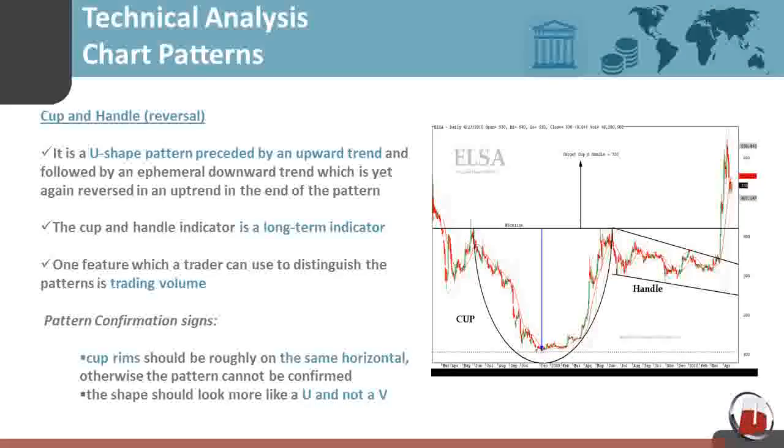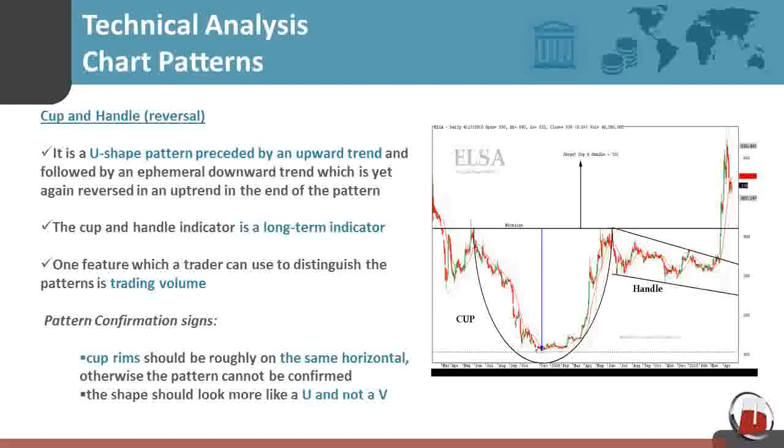Cup and handle reversal. It's a U-shaped pattern preceded by an upward trend and followed by an ephemeral downward trend, which is yet again reversed in an uptrend in the end of the pattern. The cup and handle indicator is a long-term indicator. One feature which a trader can use to distinguish the patterns is trading volume.